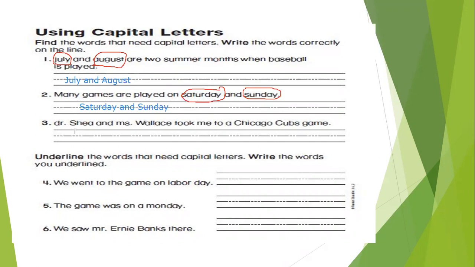Good. Number three, Dr. Shia and Mr. Wells took me to the Chicago Cubs game. This is a name of a place. Look, they capitalize the initials, the first letter of the name of a place. Here, Doctor, I should capitalize, and Mister. Okay, now I will write them. Doctor, don't forget the period. And Mister, period.